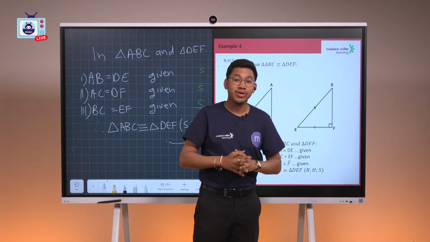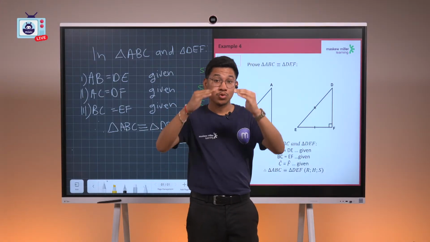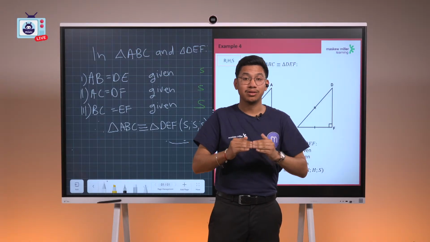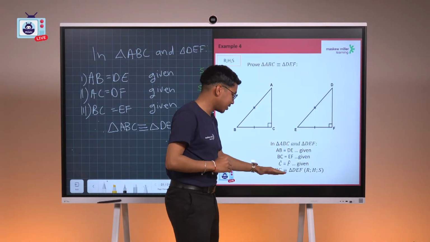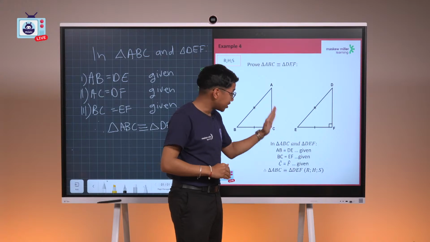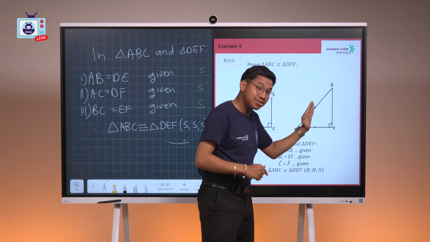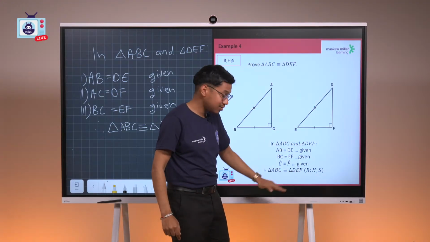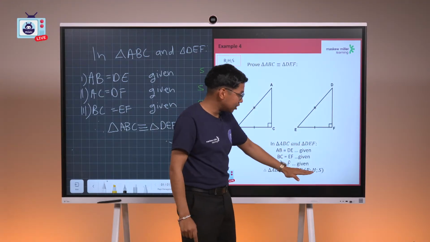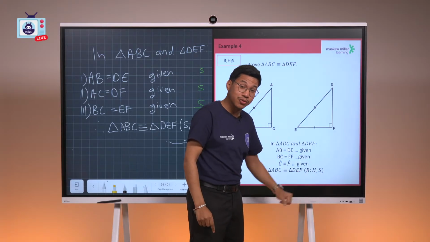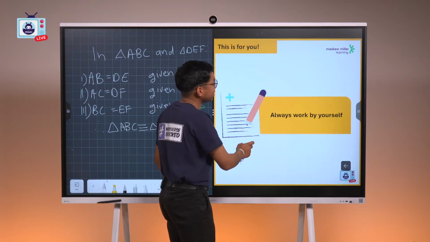That is how we prove two triangles to be congruent. We state what we see in the two triangles and we conclude by saying, therefore, triangle, whatever the name is, is congruent to whatever the name of the other one is, given that the order matters. And then lastly, we need to state which case of congruency we have used.